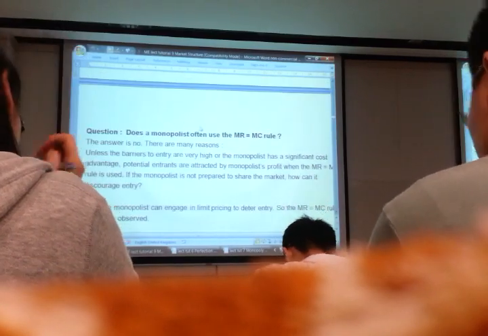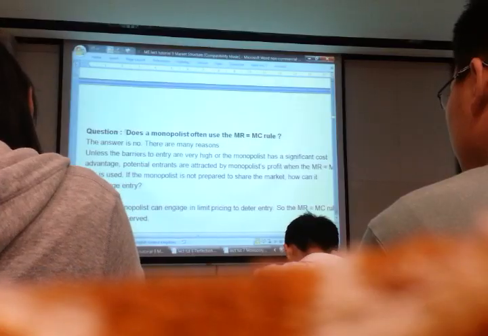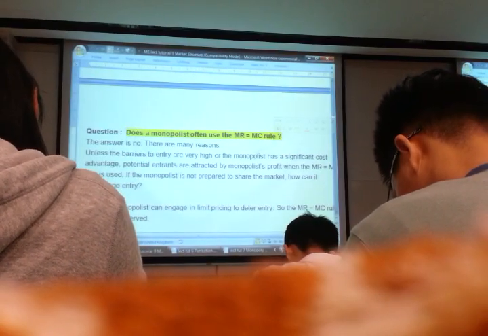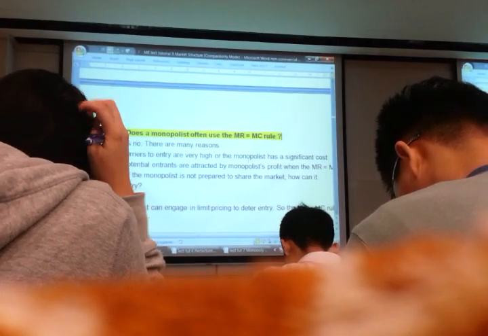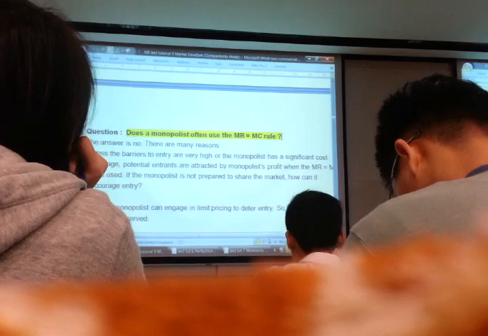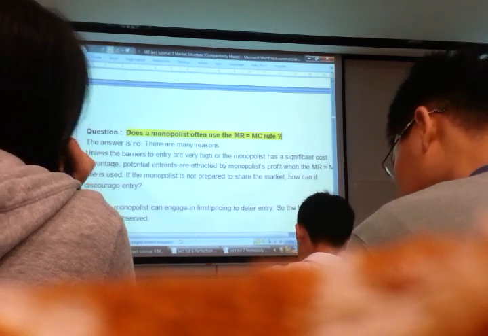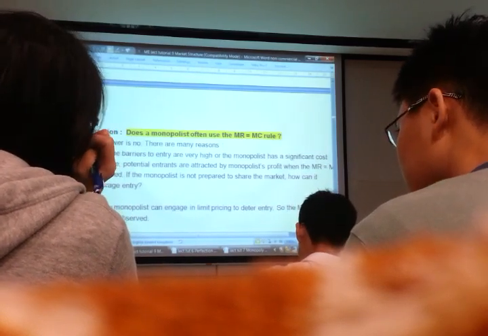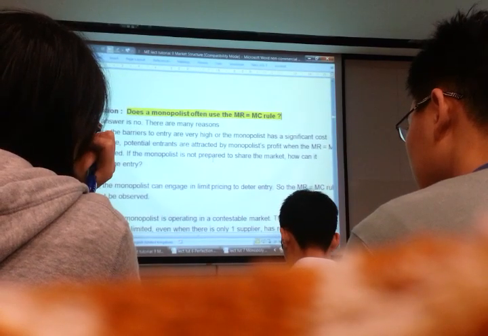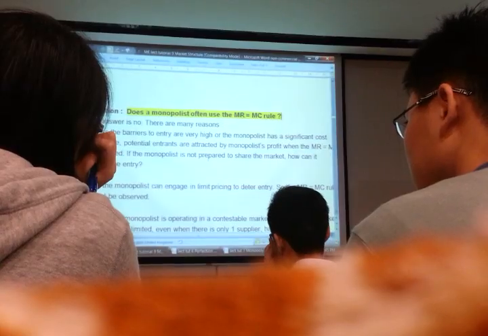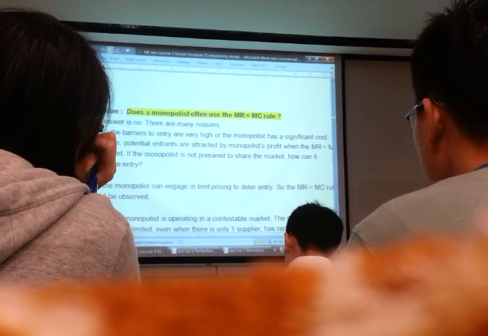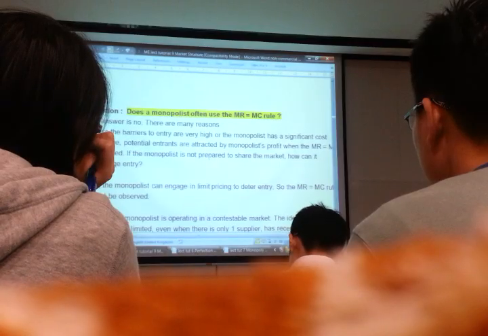Now, does a monopolist always produce until MR equals MC? By right, they should produce until MR equals MC. As I said before, not necessarily, because the monopolist might use a strategy to ward off competition. One way to do so is to purposely sell below the profit maximizing price. Remember, we talked about limit pricing.